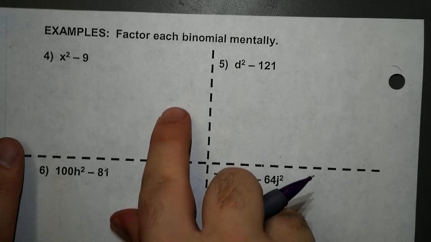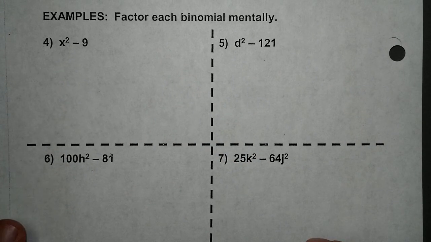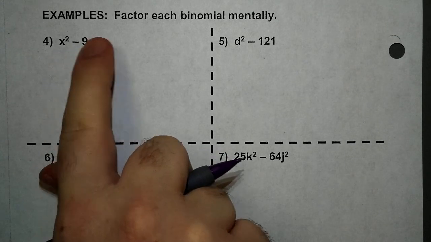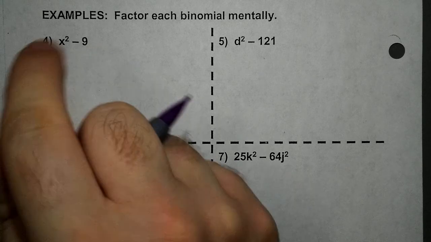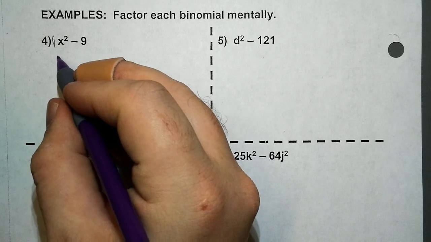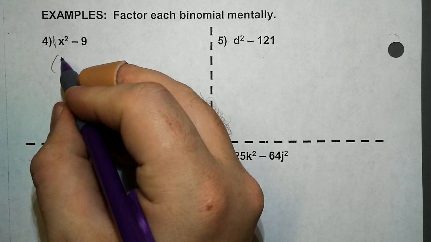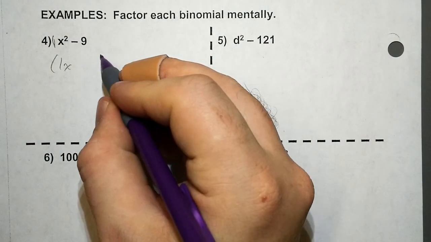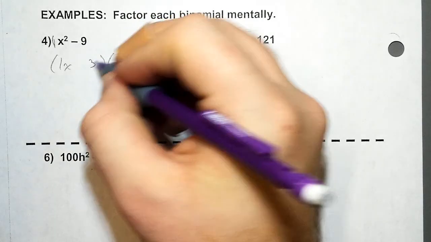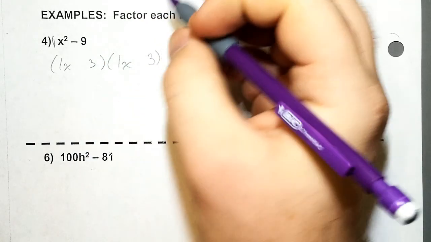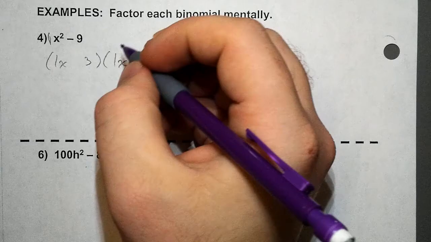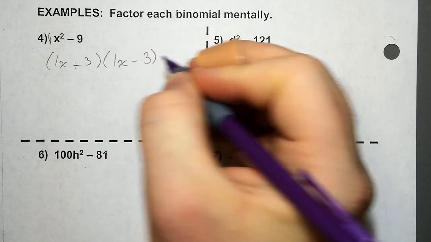Now, on number 4, it says factor each one mentally. I've got x squared minus 9. Is this a perfect square? Yes. Is this a perfect square? Yes. Because remember, this is that sneaky 1, and that's 9. So how would we get 1? The only way is going to be 1 times 1, right? So 1x here, and then the other one 1x. How would we get 9? 3 times 3. Now, do we have a middle term? No, we don't, which means one is going to be positive, one is going to be negative.